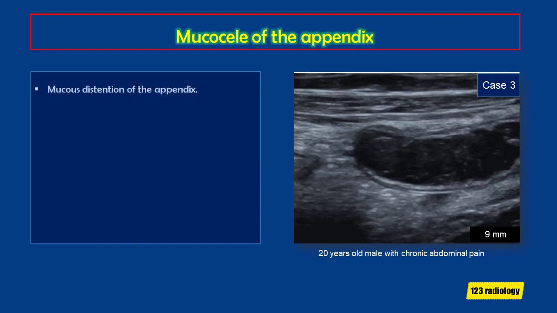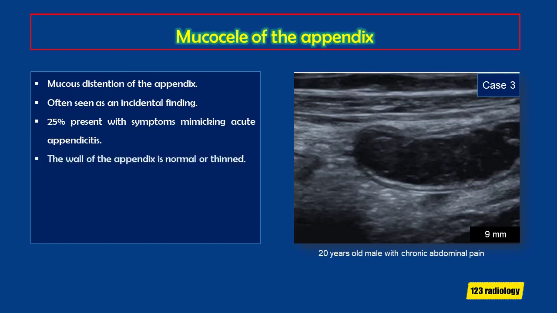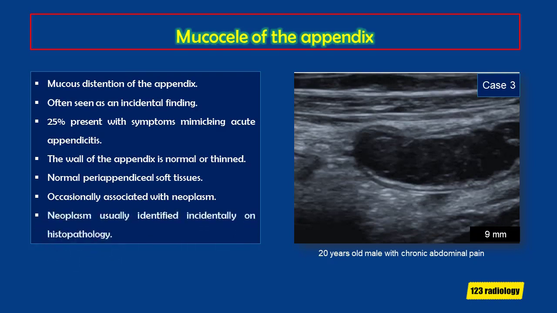So, mucocele of the appendix is mucus distension of the appendix. Most often seen as an incidental finding, but 25% present with symptoms mimicking acute appendicitis. The wall of the appendix is normal, or thin due to distension of the appendix. No inflammation of the surrounding periappendiceal soft tissues. Occasionally associated with neoplasm. Neoplasm is usually identified incidentally on histopathology.